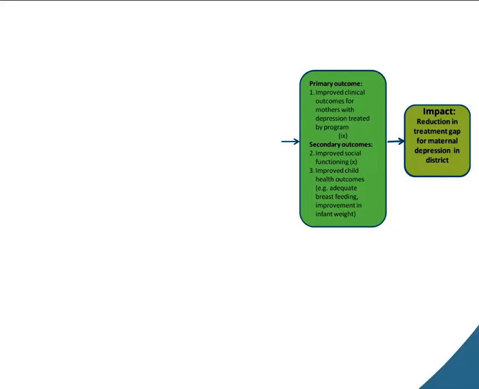So here are some suggestions for what you could have written. The primary outcome, we want to improve the clinical outcomes for mothers with depression. So essentially reduce symptoms of depression for mothers who are treated by the programme. And the secondary outcomes might be improved social functioning, reduced disability for the mother, and it also might be improved child health outcomes such as adequate breastfeeding or improvement in infant weight in their children. You might also have written things such as reduced economic burden on the family or reduced caregiver burden. There's a whole range of different secondary outcomes that would be valid for this project.